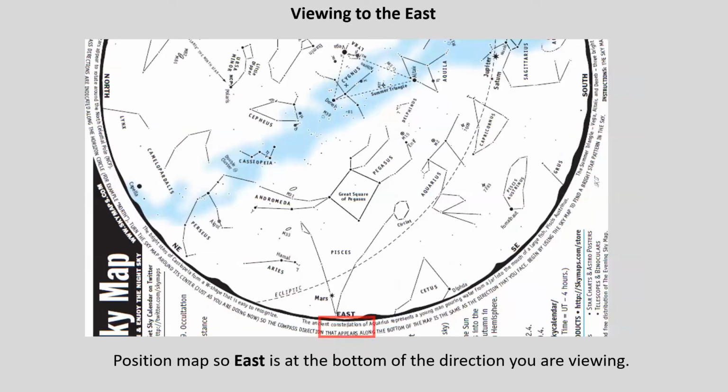Finally, we'll look to the east, and you'll see a constellation that has a big square. It's called Pegasus, and there you see the giant square of Pegasus.